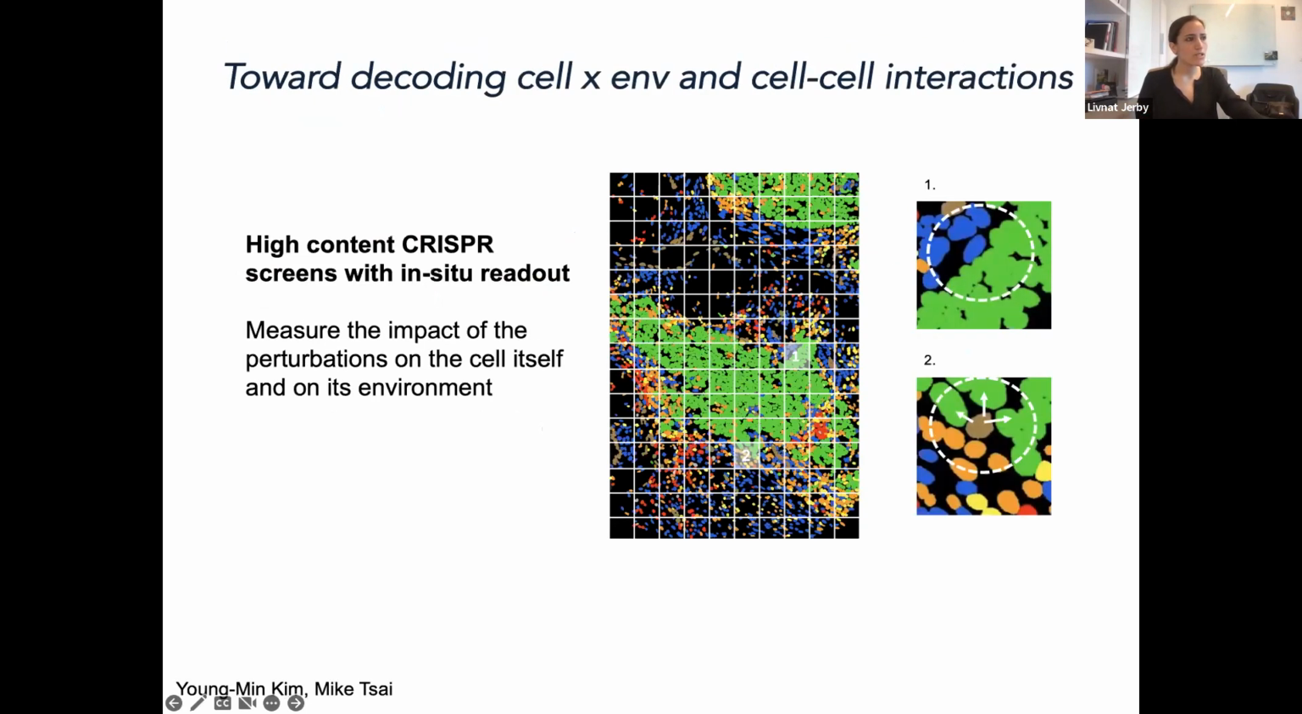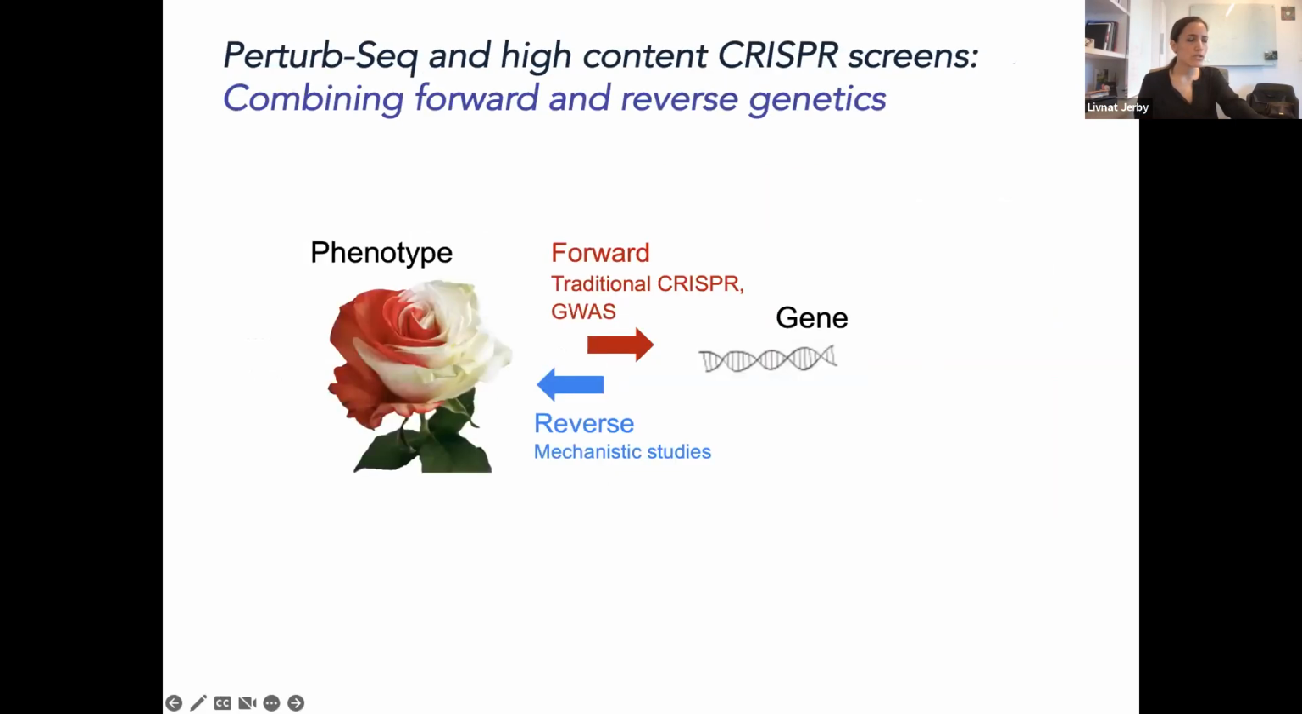And so we're now taking this one step further by establishing systems of high content CRISPR screens with in situ readout, so that we'll be able to measure the impact of a perturbation both on a cell itself and on its microenvironment and its neighbors. I think that this will be an important technology to decode cell environment and cell-cell interactions.